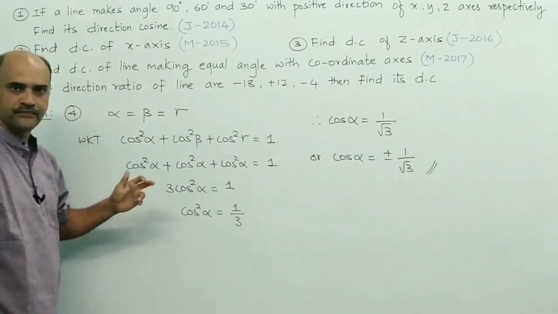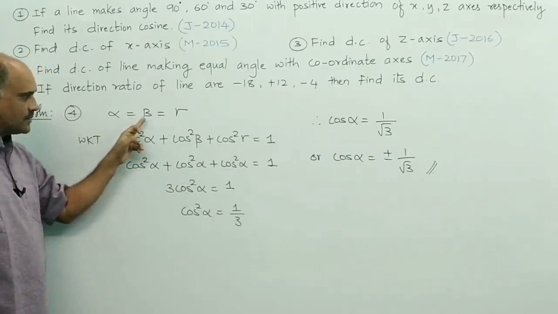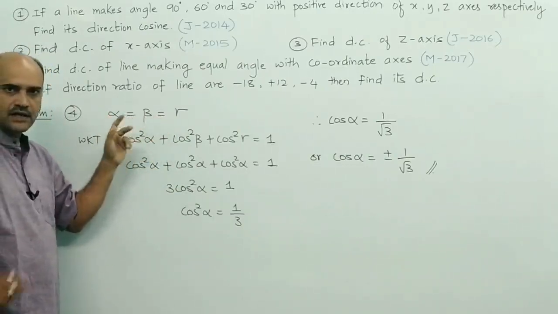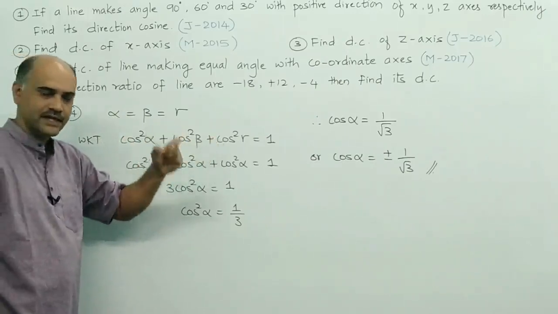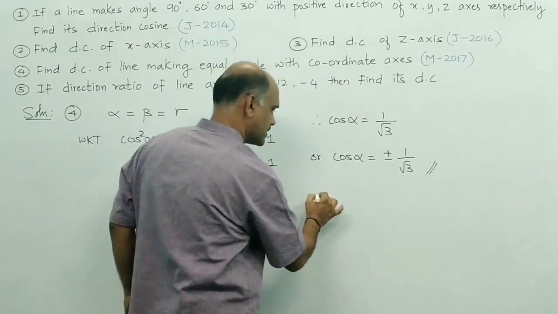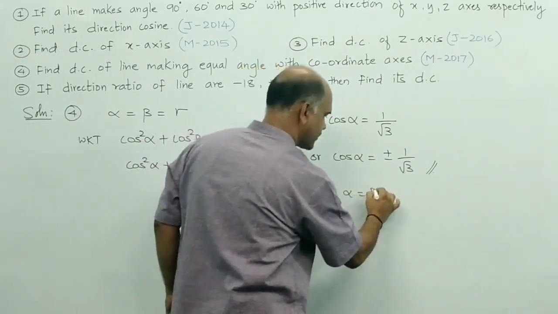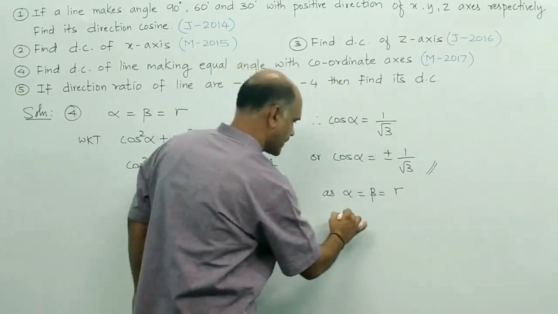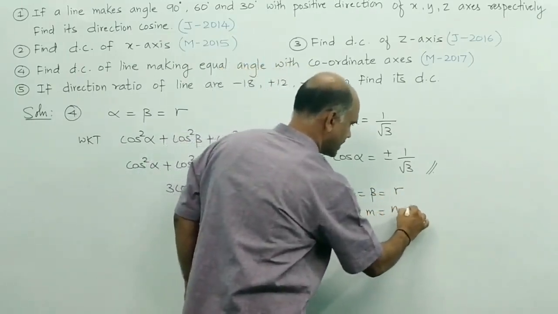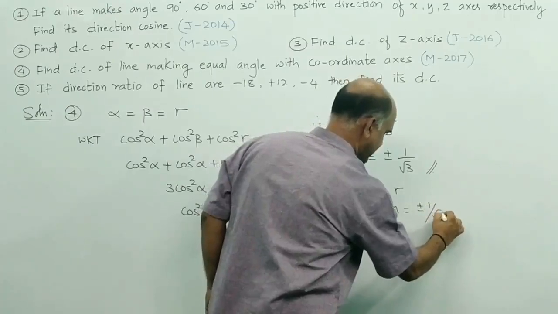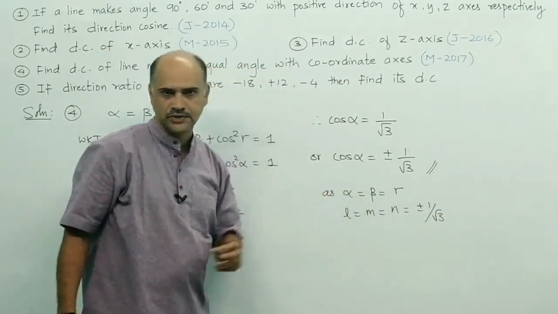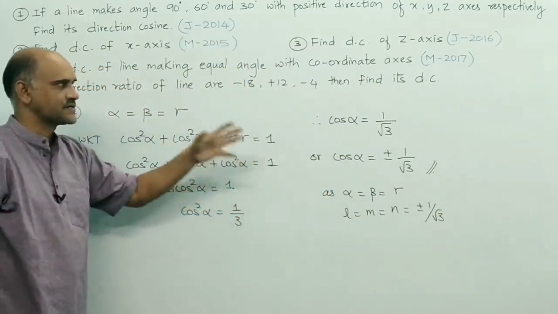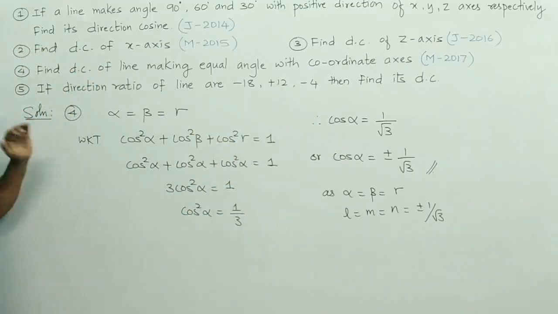Now alpha, beta, gamma, they are equal. If alpha, beta, gamma are equal, then cos alpha, cos beta, cos gamma will also be equal. So therefore, as alpha is equal to beta is equal to gamma, L is equal to M is equal to N, that is equal to plus or minus 1 by root 3. Or you can take just plus 1 by root 3. Clear, students? This also has been asked for 1 mark. Clear? Now, we will go for the 5th one.